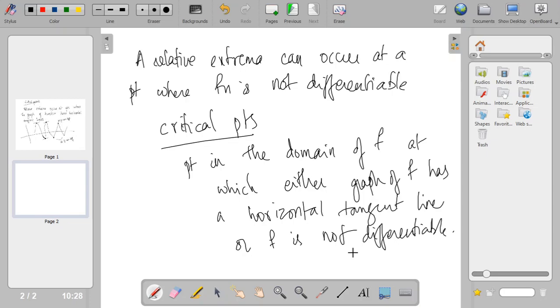So they are the points in the domain of a function where it has a horizontal tangent line or it is not differentiable. So when finding critical points we have to look at two sets of points. The first set of points is where f has a horizontal tangent line, and the second set of points is where your function is not differentiable. Now the first set of points are called the stationary points. So stationary points are points where the function has a horizontal tangent line.